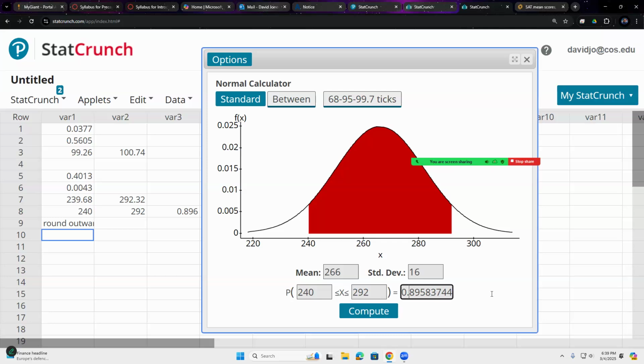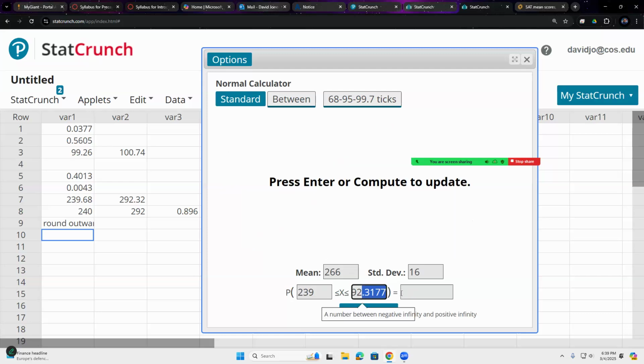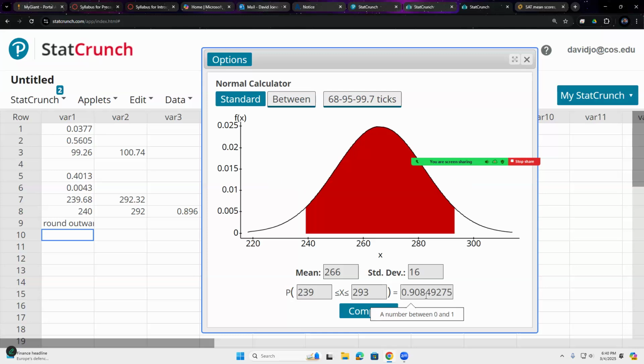I'm gonna go back and put the 0.9 in here and look at outward. Rounding outward on the left side would be rounding lower. Does that make sense? If I want to go outward, from the center, I would round down to get a lower number, even though that's not the correct way to round. Rounding outward on the right side is rounding up, even though that's not the correct way to round. If I do 239 and 293, I now have above 90%. And if the 90% was important, you're gonna go with these numbers.